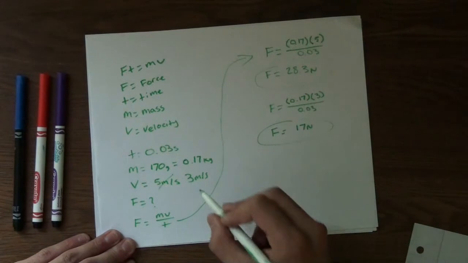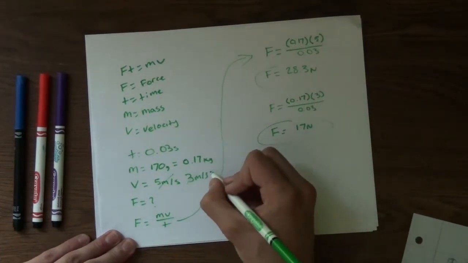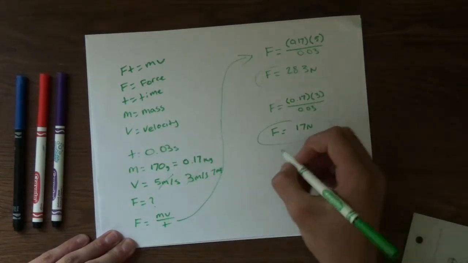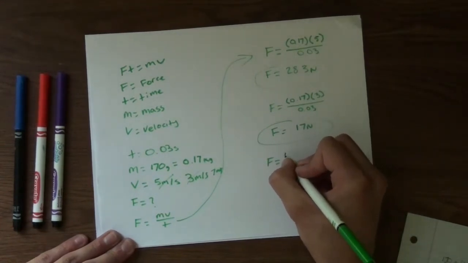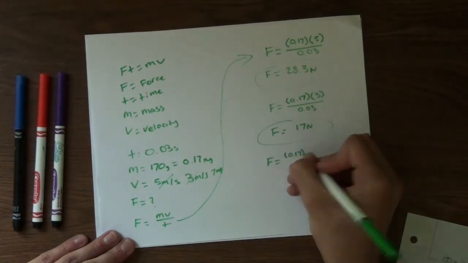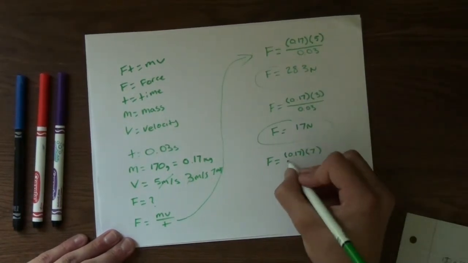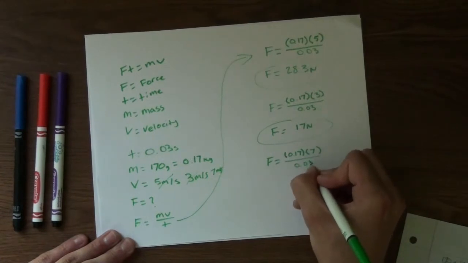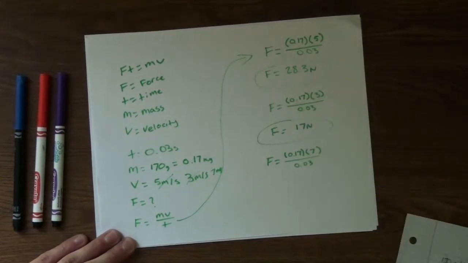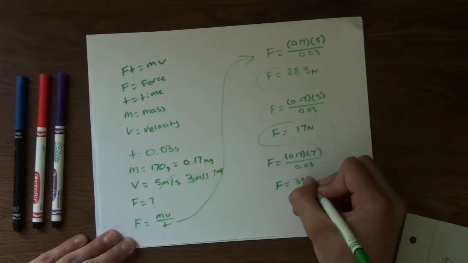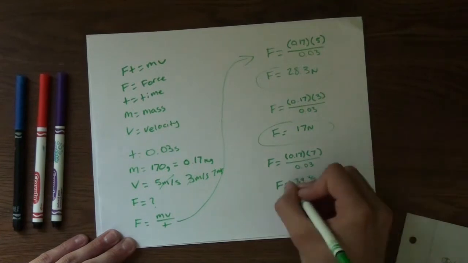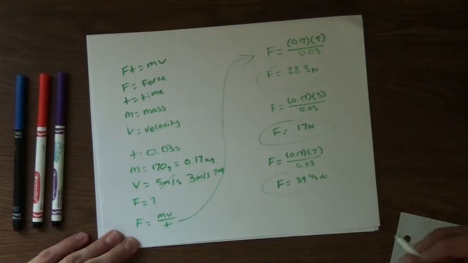Now, what if instead of 3, the ball travels at 7 meters per second? Well then, we do the same thing, we switch out 3 with a 7. So we're going to have force equals 0.17 times 7 meters per second over 0.03 seconds. In this calculation, the force is going to be about equal to 39 2/3 newtons. Now, newtons, what does this mean?